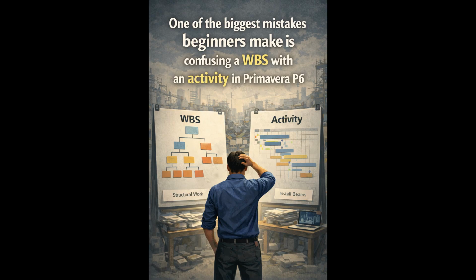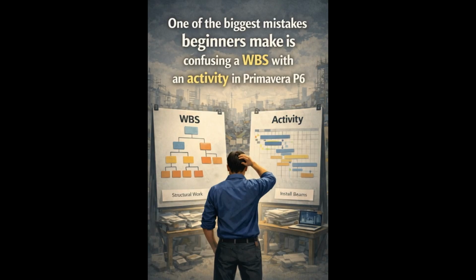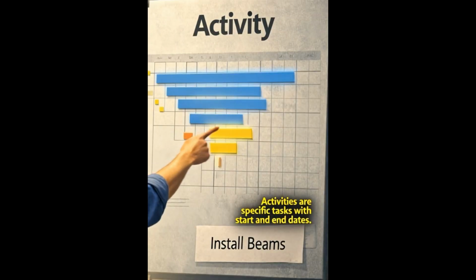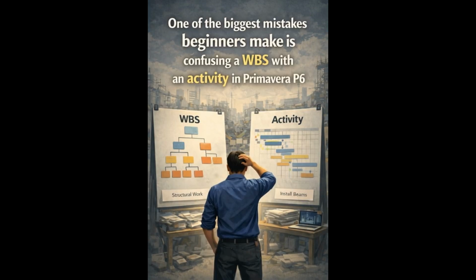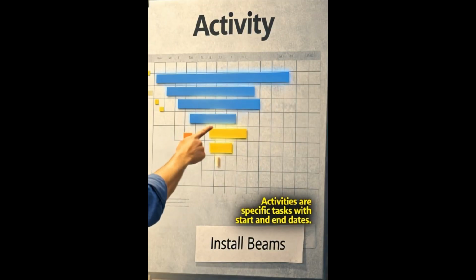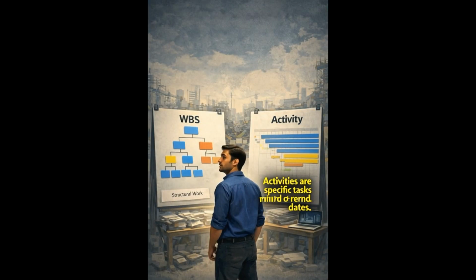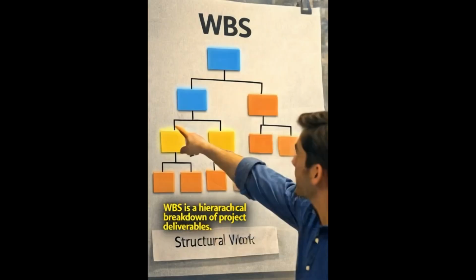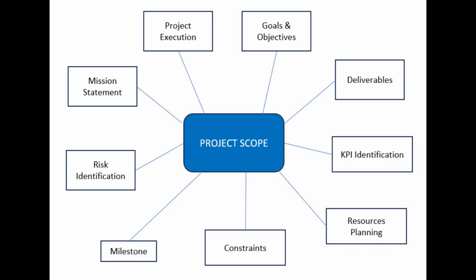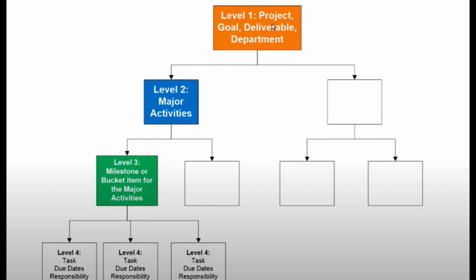One of the biggest mistakes beginners make is confusing a WBS with an activity. A WBS is not an activity. An activity is a task, like pouring concrete. It's a verb. A WBS is a category or deliverables that hold those tasks, which is a noun. Now let's define WBS. WBS is a hierarchical decomposition of the entire project scope into smaller, more manageable parts.